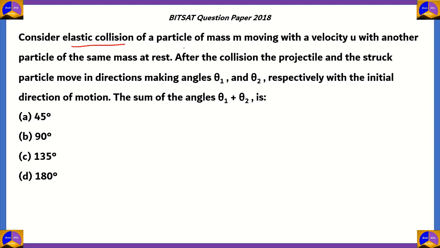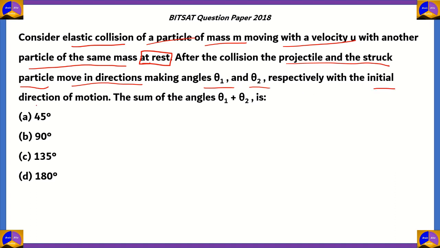Consider the elastic collision of a particle of mass m moving with a velocity u with another particle of the same mass which is at rest. So after the collision, the projectile and the struck particle move in directions making angles θ1 and θ2 respectively with the initial direction of motion. So you need to find out the sum of the angles θ1 and θ2.